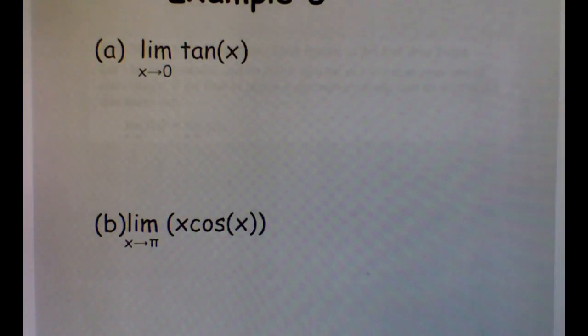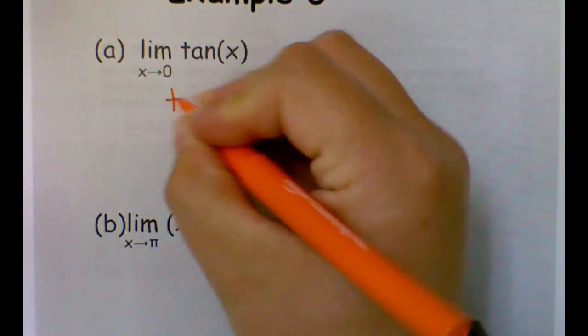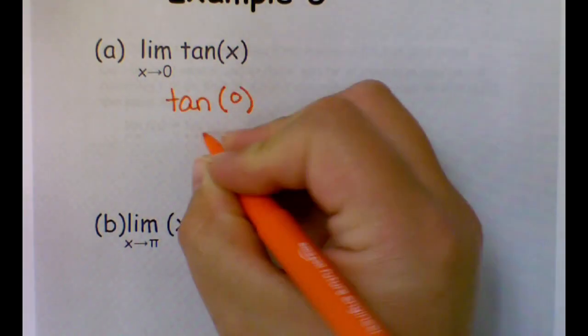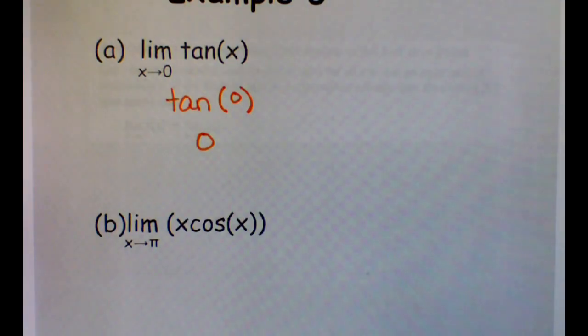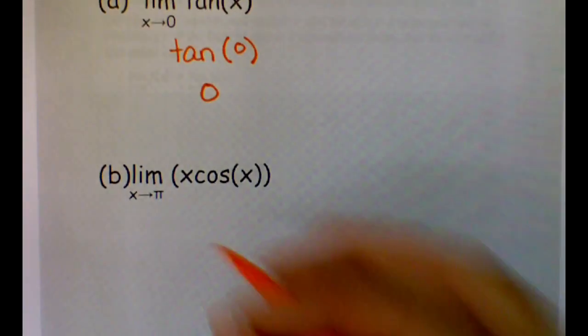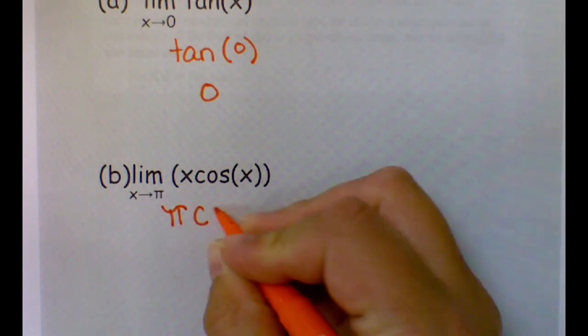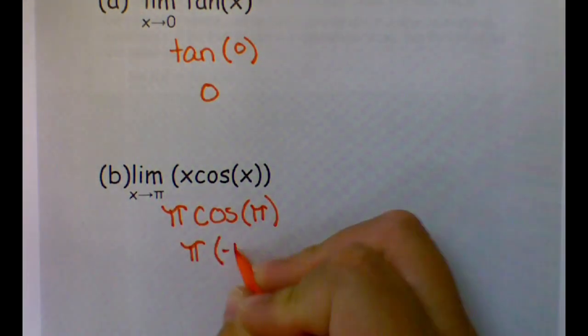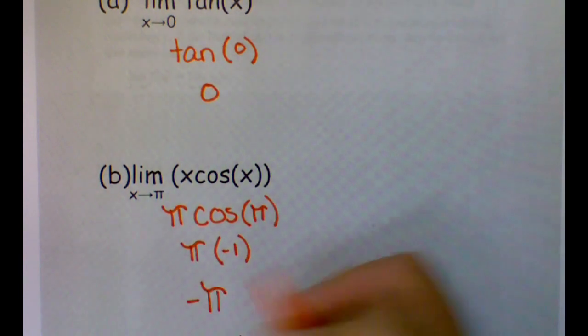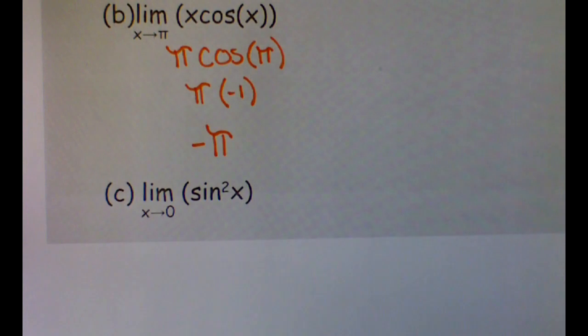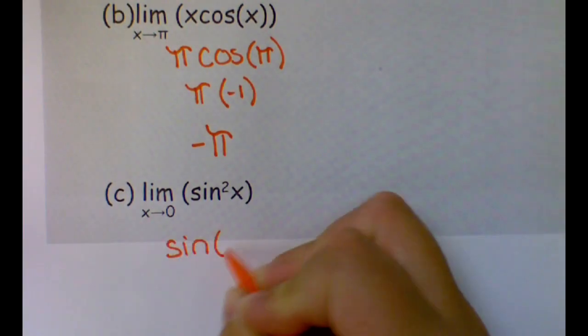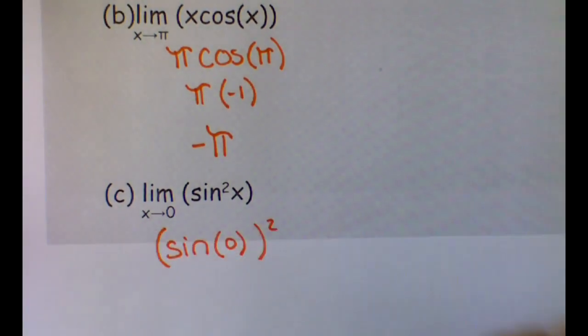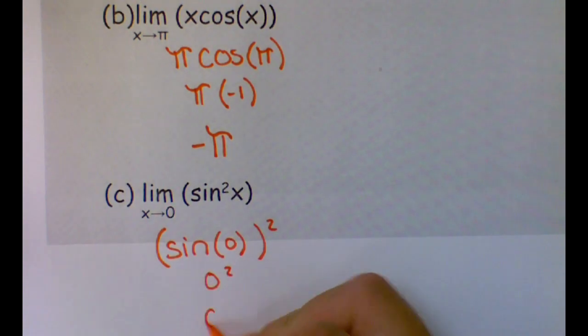So the limit as x approaches 0 of the tangent of x. I should be able to just plug this in and say that is equal to the tangent of 0, which is 0. The limit as x approaches pi of pi cosine of x. I should be able to substitute and say pi times the cosine of pi. Well, the cosine of pi is negative 1, so my answer is negative pi. And the limit as x approaches 0 of sine squared of x. Well, I know the sine of 0, and then I'll just square that. The sine of 0 is 0, and 0 squared is still 0.